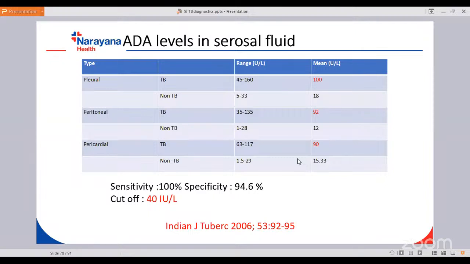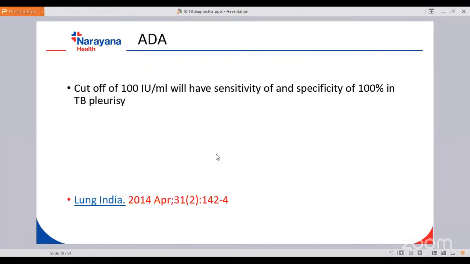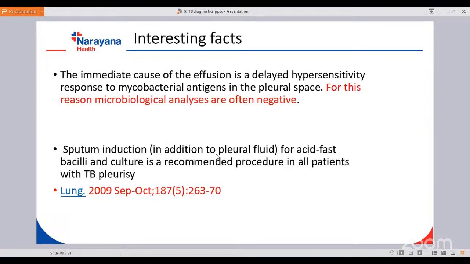Okay. How good is this test? If you have a cutoff of 40 IU per ml, then it is a pretty good test for pleural, peritoneal, and pericardial fluids. There's an article that talks about that if you take a cutoff of 100 IU per ml, then the sensitivity and specificity is almost 100% for pleural fluids for tuberculosis.